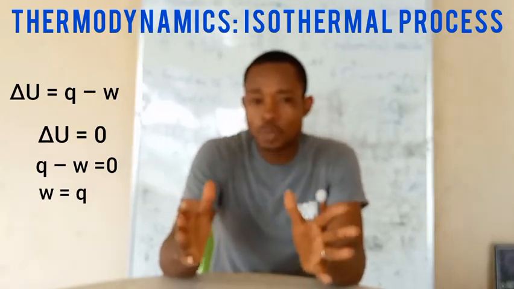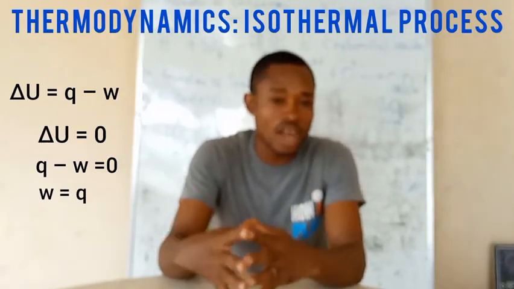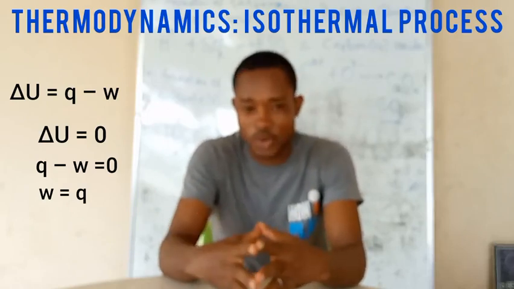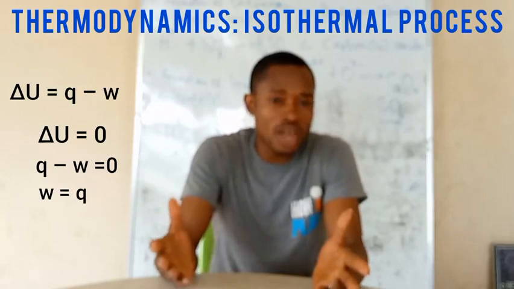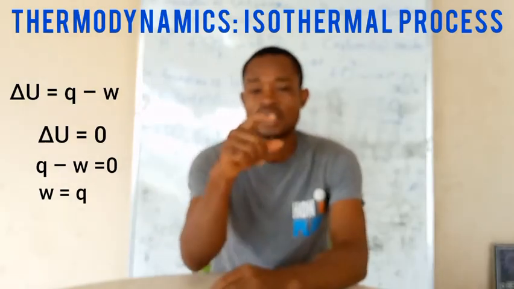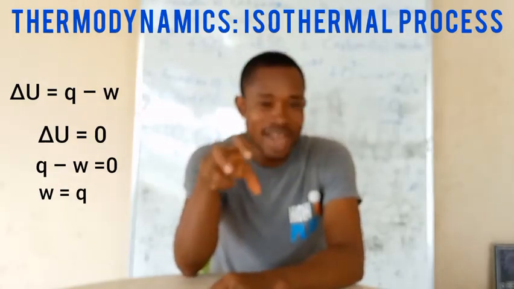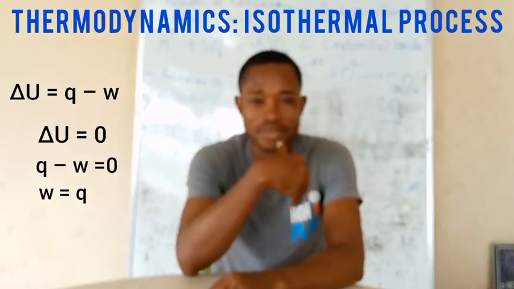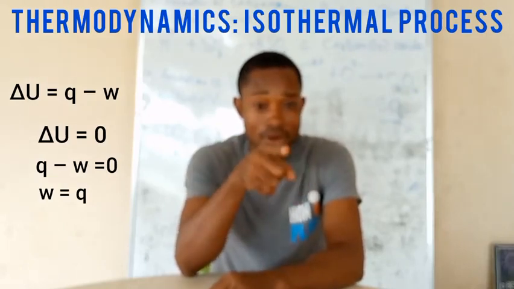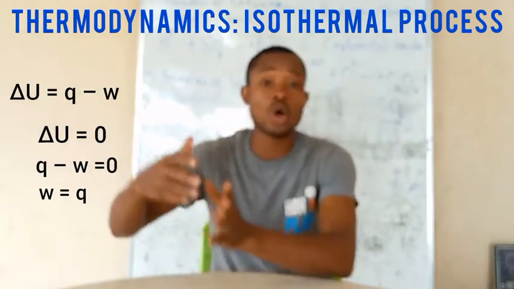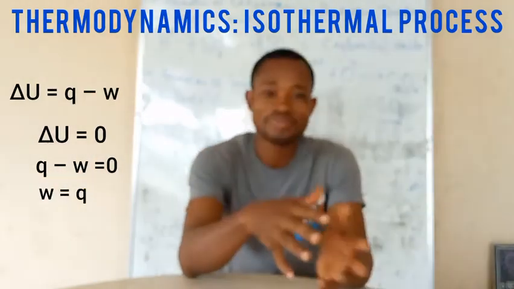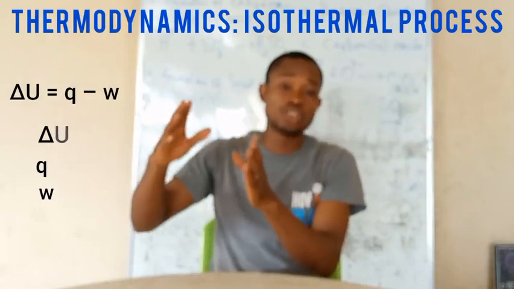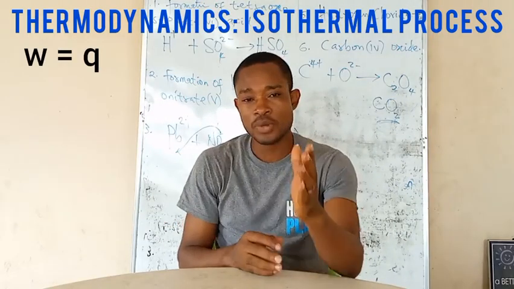Now, if I am able to obtain the formula for calculating work done in an isothermal process, then it means that we have also gotten the formula for calculating the heat in that isothermal process system. Remember, we have established that W is equal to Q, since delta U is equal to 0. So let us now focus on the equation W equal to Q. W is work done.